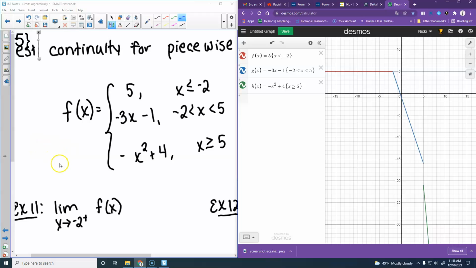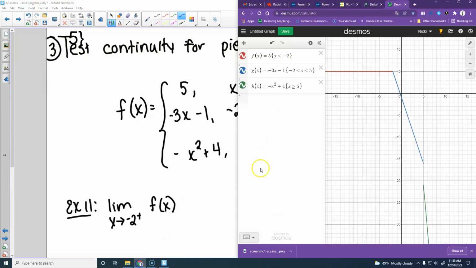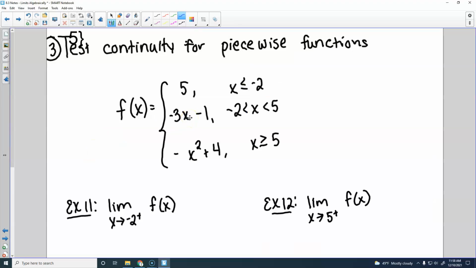So if we are asked to find the limit as x approaches negative 2 from the right, negative 2 is this purple line right here. So from the right, I am using this blue equation right here. It's my middle equation, right? So from the right, I would use this middle equation because at -2, this part right here would be on the left, this part right here would be on the right.